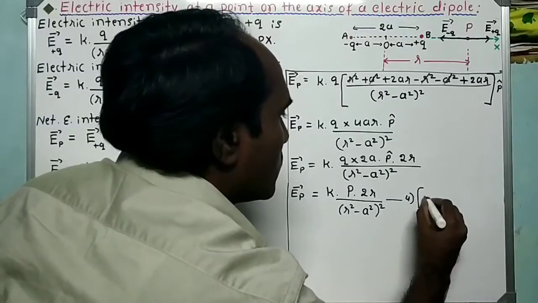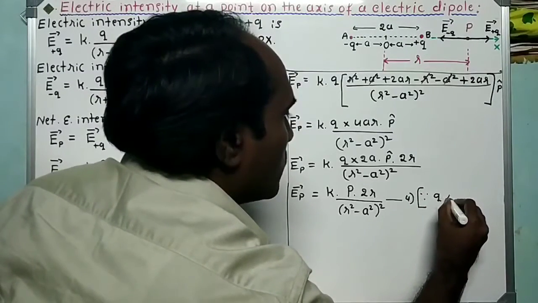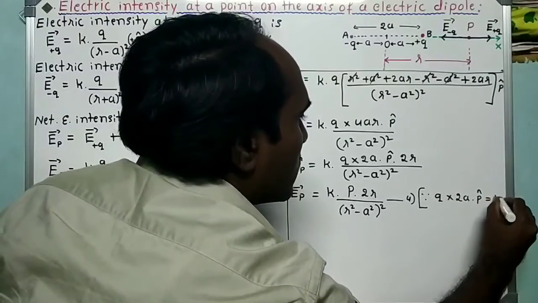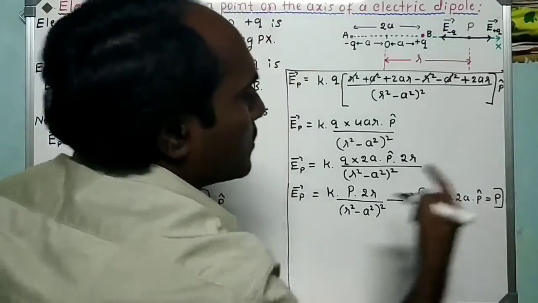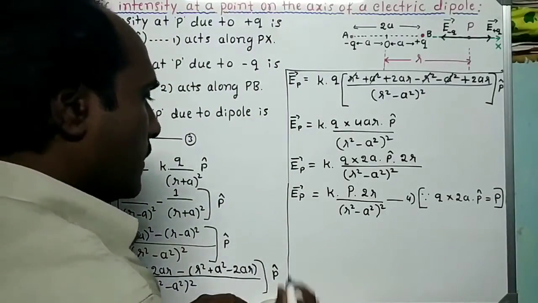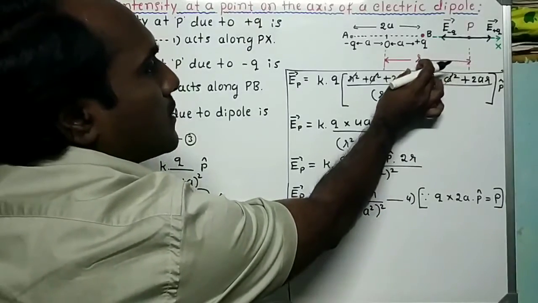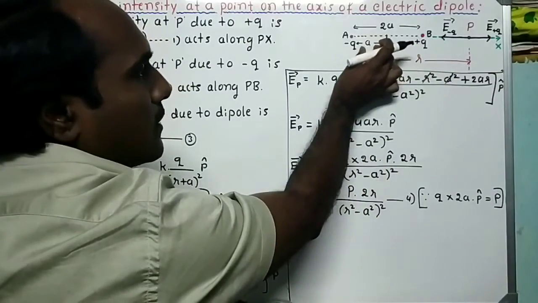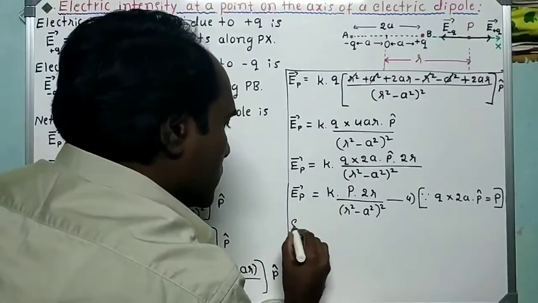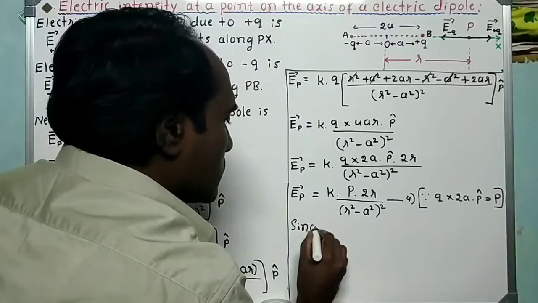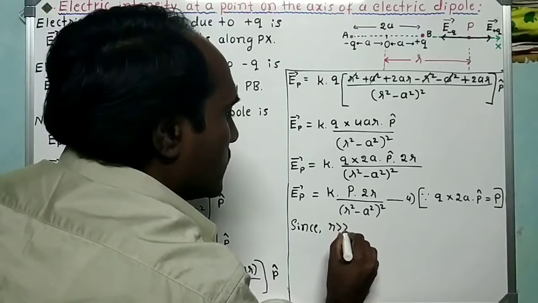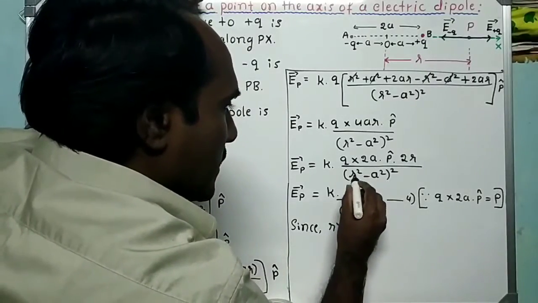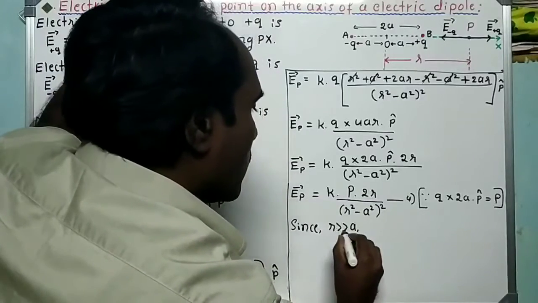Okay, here you must remember that Q into 2A into P cap represents the electric dipole moment, that is capital P. Here R is the distance of the consideration point P from the center O. This R is greater than small letter a. Since R is greater than a, then what happens? The a square is neglected compared to r square.